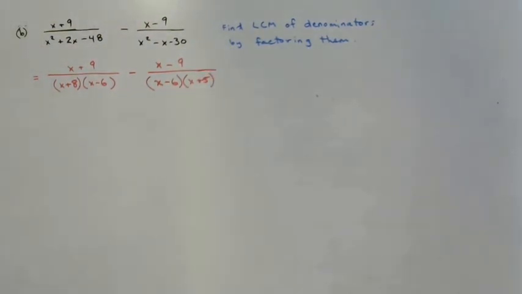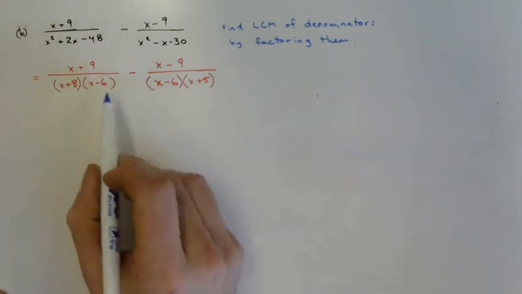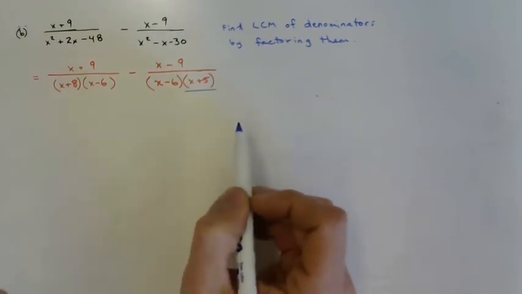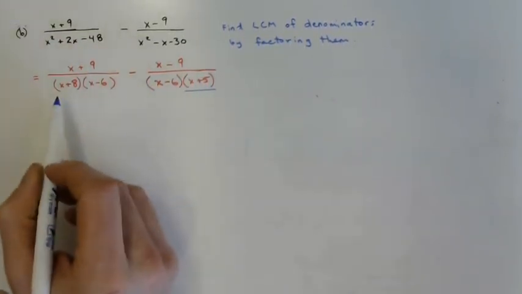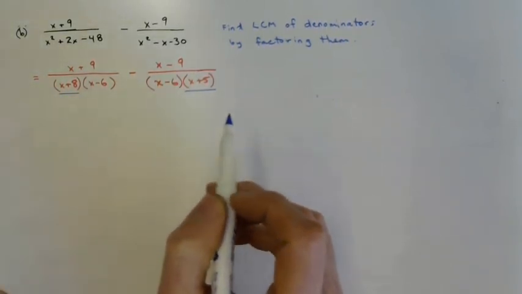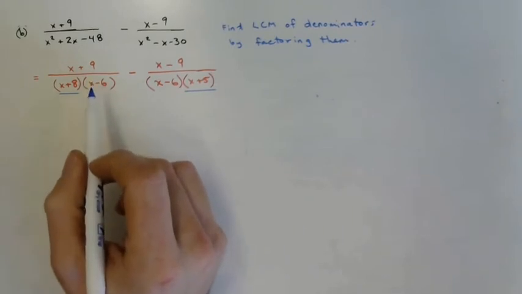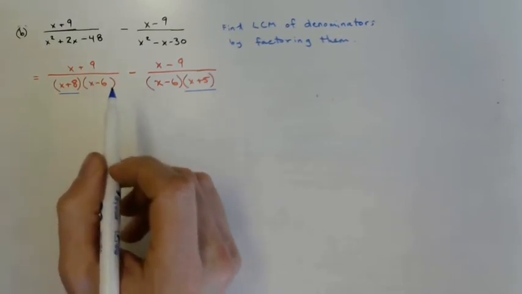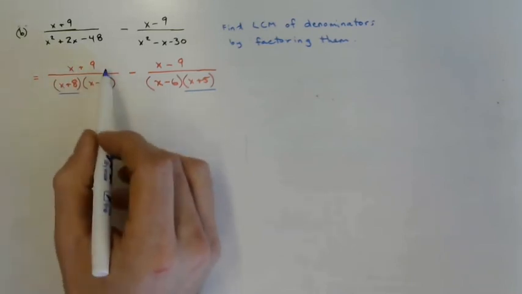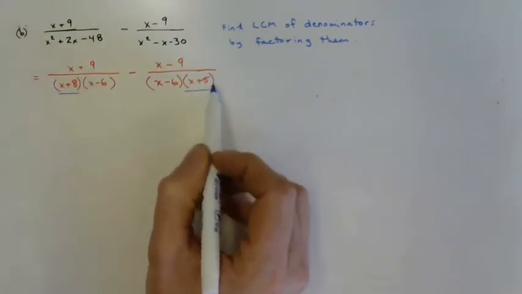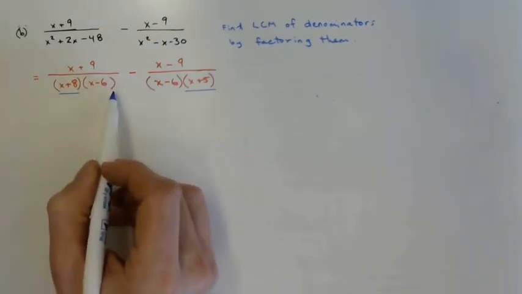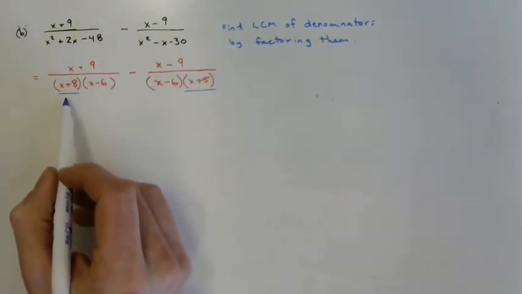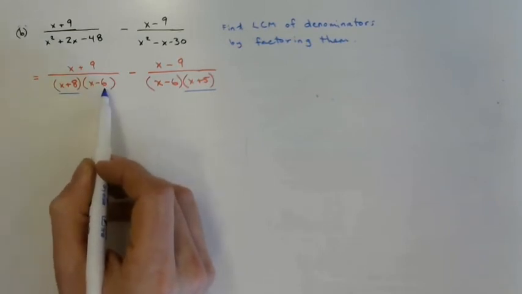Now, look at what we have. They already have one common factor, but this denominator is missing a factor of x plus 5, and this denominator is missing a factor of x plus 8. So that tells me, remember, what am I going to do? I'm going to multiply both terms by a fraction equal to 1 in order to create a common denominator. So that means that this term, top and bottom, are going to get multiplied by x plus 5. That way I'll have all 3 factors that I need in the denominator. This term, top and bottom, are going to get multiplied by x plus 8. Then both of my denominators will be x plus 8 times x minus 6 times x plus 5.